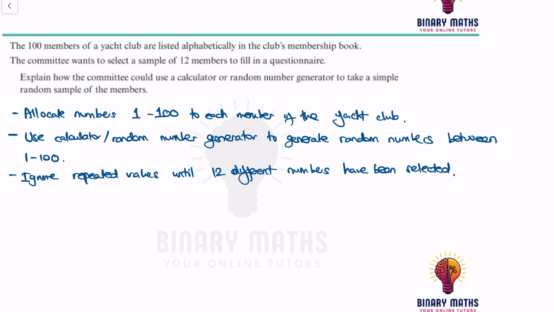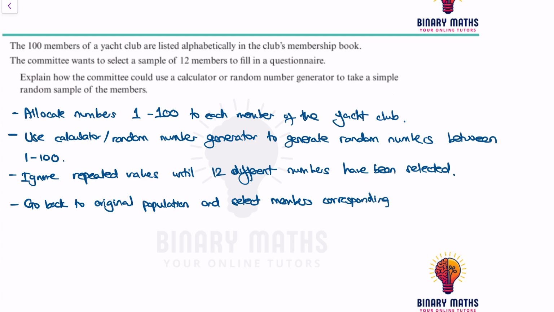Go back to the original population and select members corresponding to these 12 numbers. And that would be it.